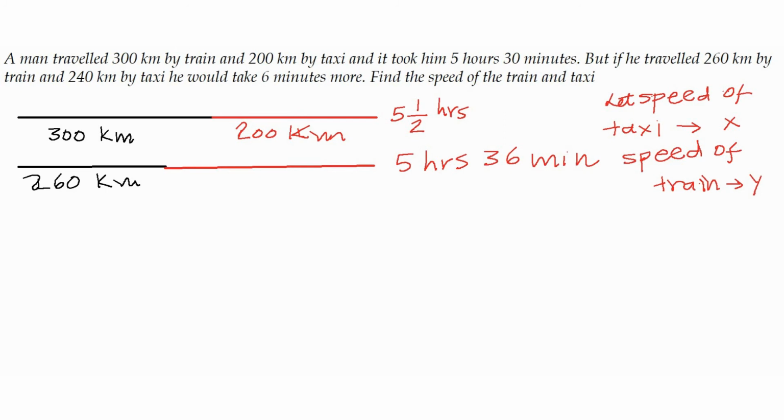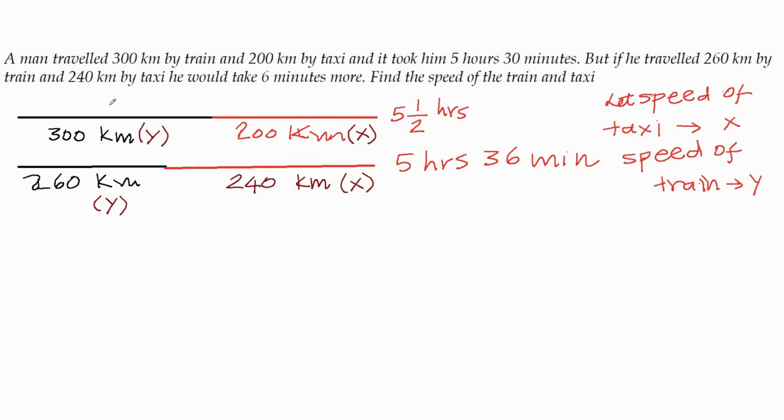So basically what we are saying is, in this duration, 300 kilometers is by train, I am traveling at a speed of y, and 200 kilometers is by taxi and I am traveling at a speed of x. Similarly, 260 kilometers I am traveling at a speed of y, whereas this is 240 kilometers I am traveling at a speed of x, right? And the total times are given.